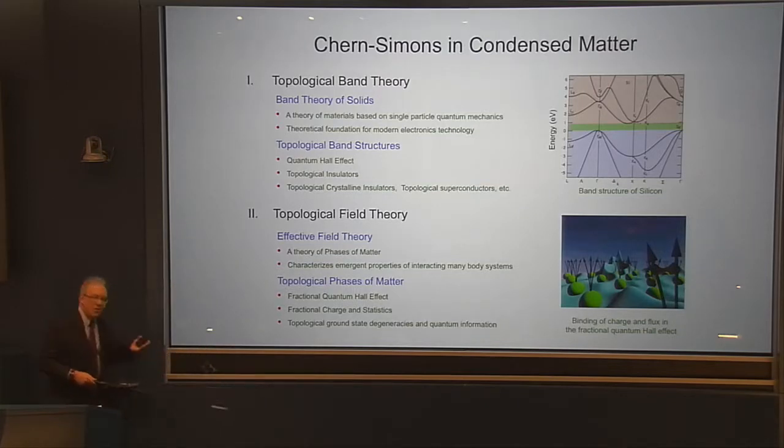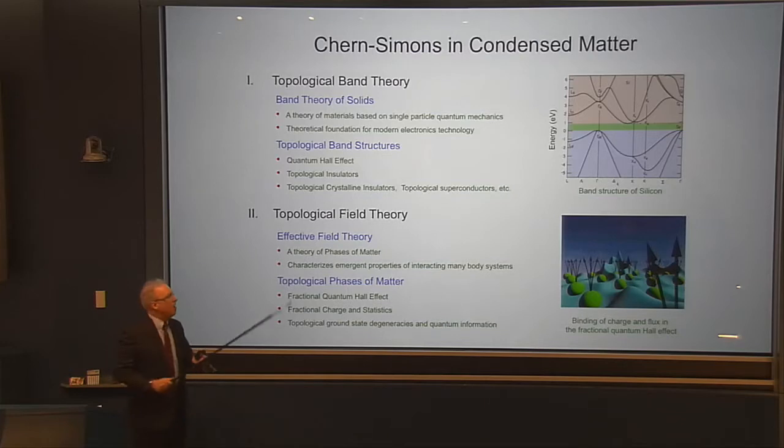Now, there's another context in which Chern-Simons enters condensed matter physics, and it's a somewhat deeper sort of idea, which is in the context of what I'll call topological field theory. What topological field theory is, rather than being a theory of specific materials, is a theory of phases of matter.